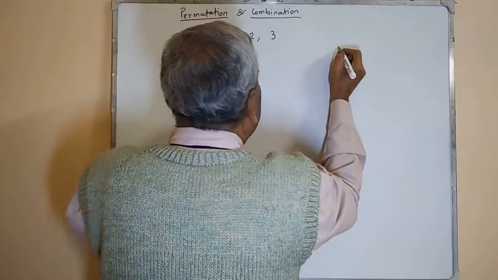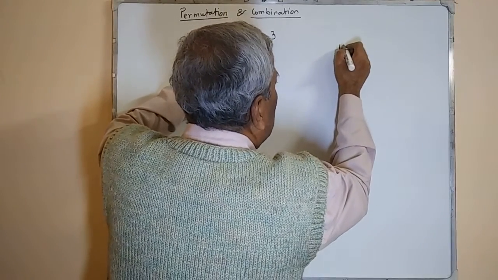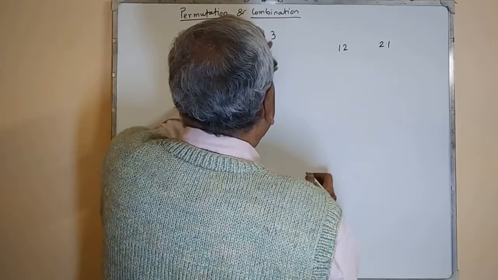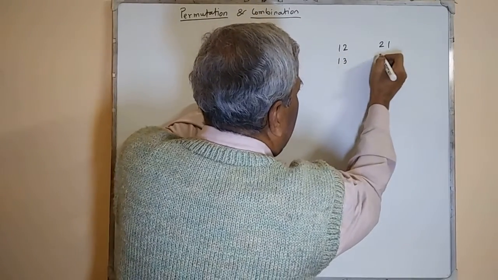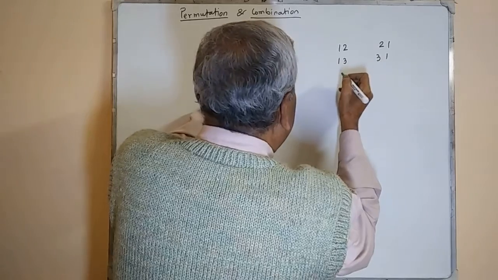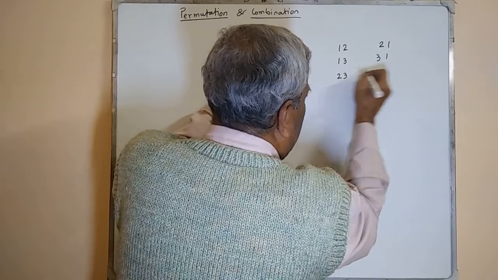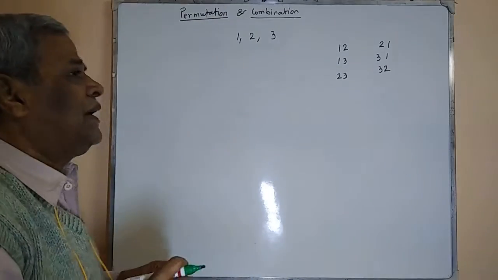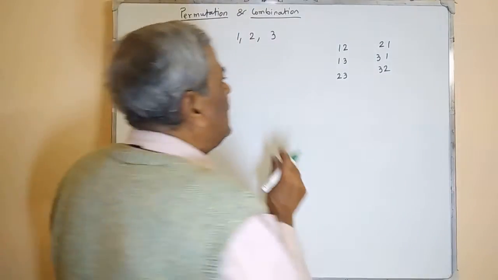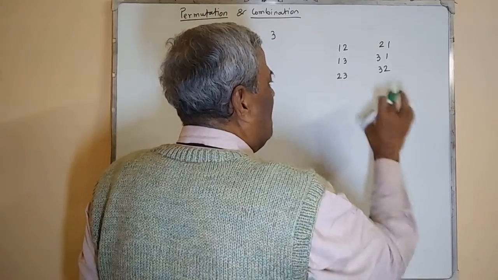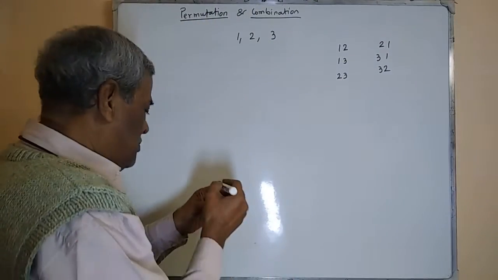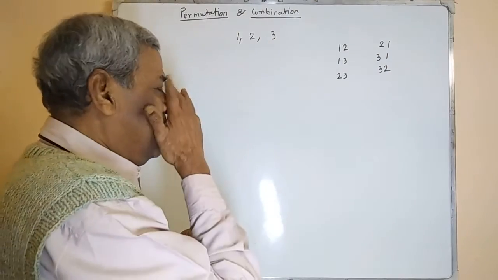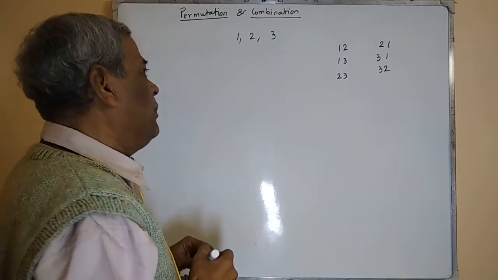The answer: using 1 and 2, it is 12 or 21. Then using 1 and 3, it is 13 and 31. Using 2 and 3, 23 and 32. I think no other number is possible. So altogether we get 6 numbers by taking 2 digits from this. So the answer is 6.